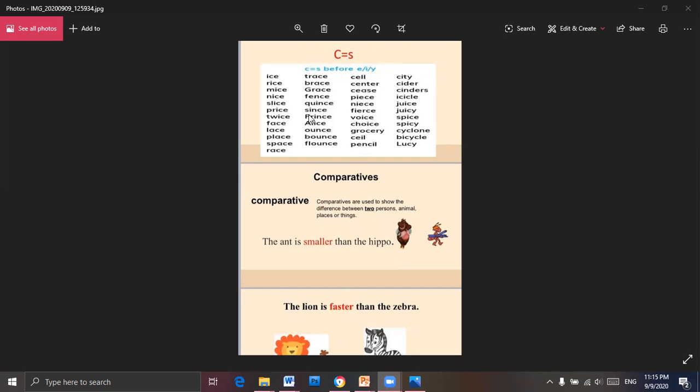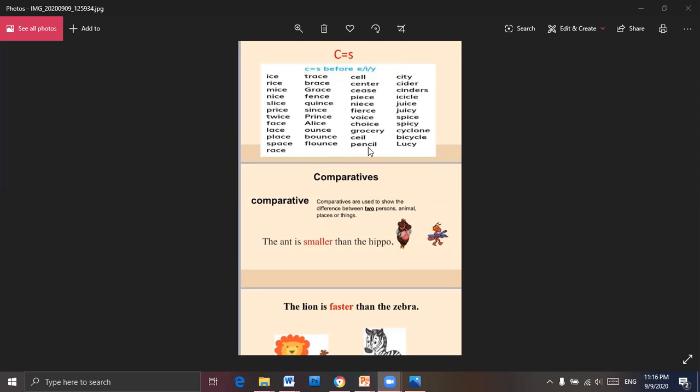Quince, sense, prance, ounce, pounce, flounce, sell, center, seize, peace, niece, fierce, voice, choice, grocery, seal, pencil. Here we find that in seal and pencil, after C there is I.